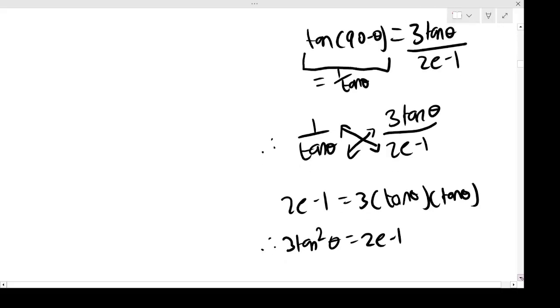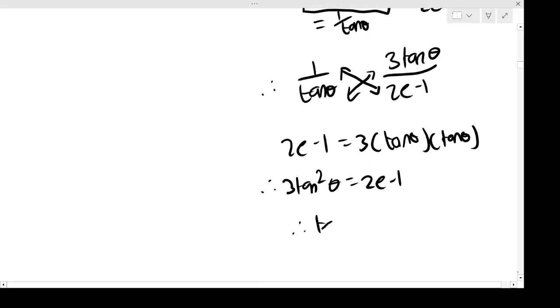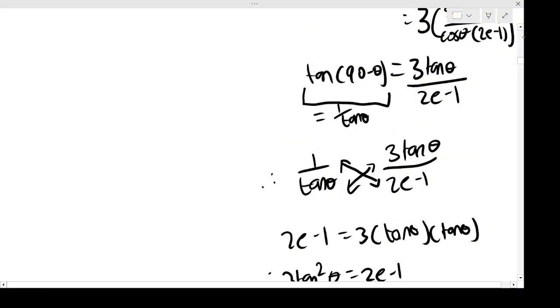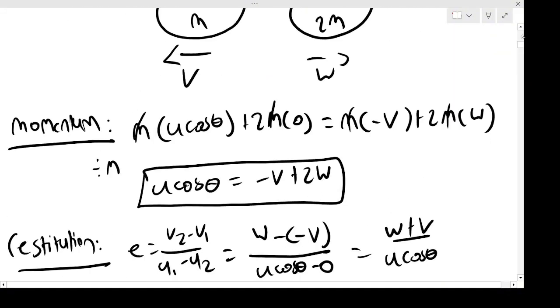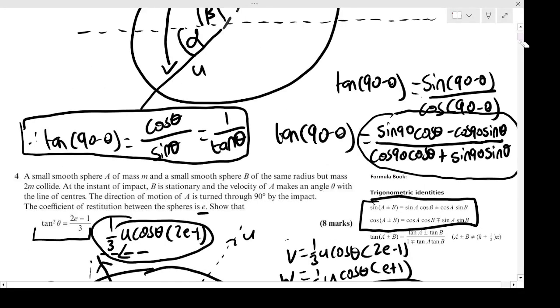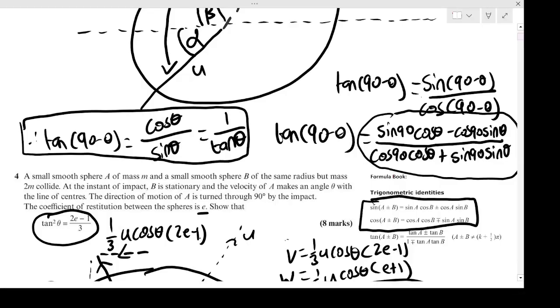Therefore, divide by 3, we get tan squared on its own to be (2e minus 1) over 3. And that is the result they wanted. Yep, that tan squared is (2e minus 1) over 3. Okay, there we are. Hopefully that made some sort of sense.